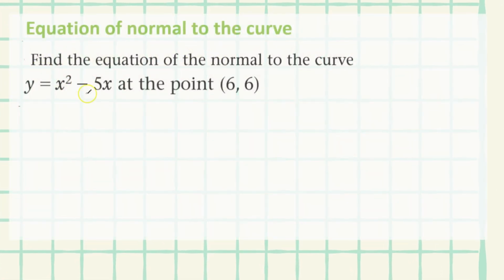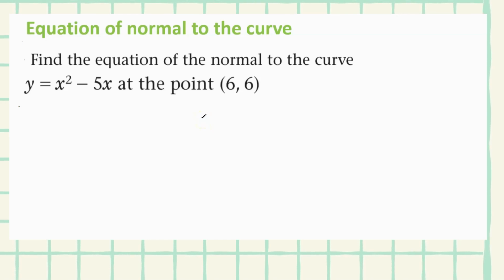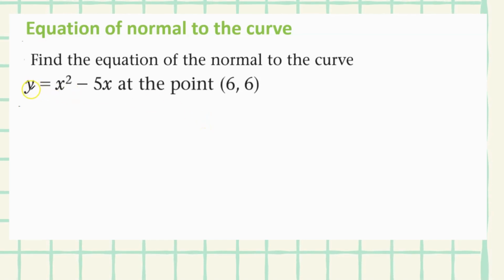In the next few minutes, you'll understand how to find the equation of the normal to the curve at a given point. Here we have the curve y equals x squared minus 5x at the point (6, 6). Let us quickly recap what the normal is.